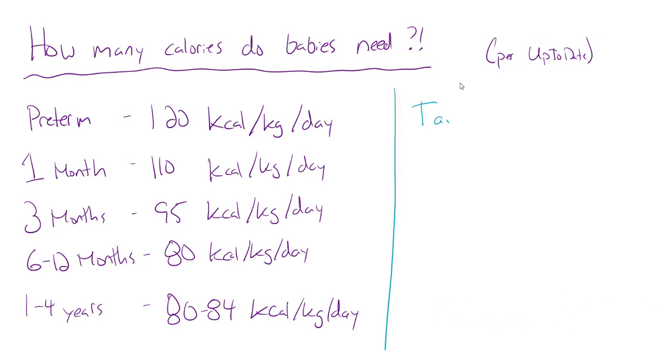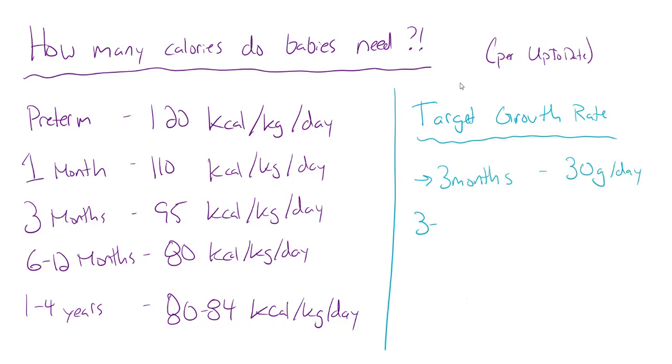So here are the target growth rates. So this is how much weight a baby is gaining per day. One to commit to memory is that a baby less than 3 months old should be growing 30 grams a day or about 1 ounce a day. They slow down between 3 to 6 months and then slow down beyond that. This can be very helpful for you to see if your patient is getting enough nutrition.